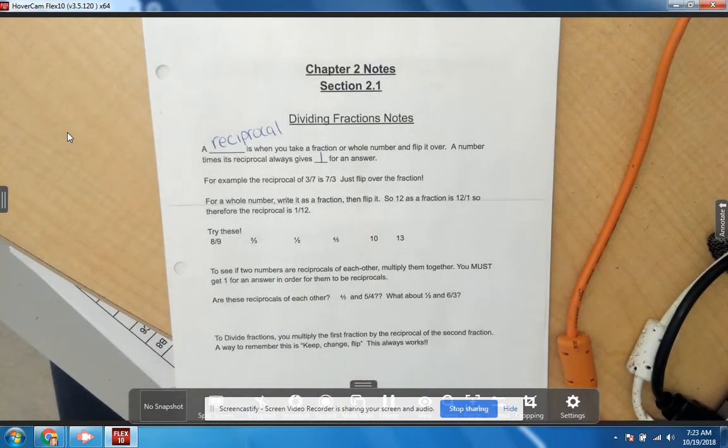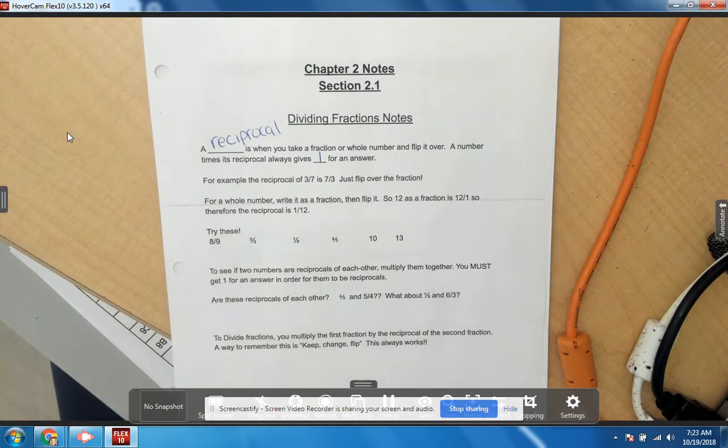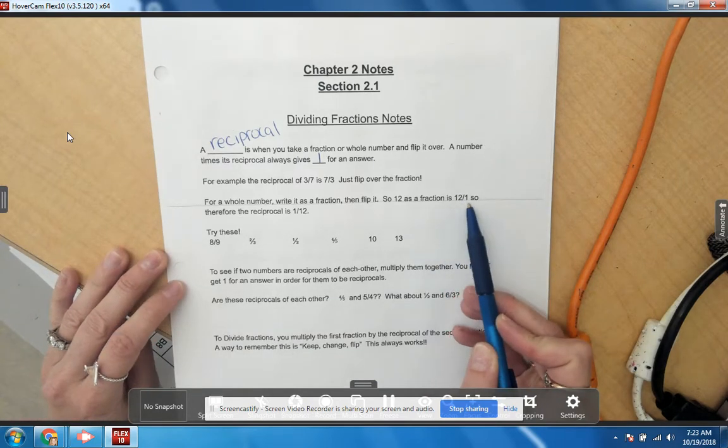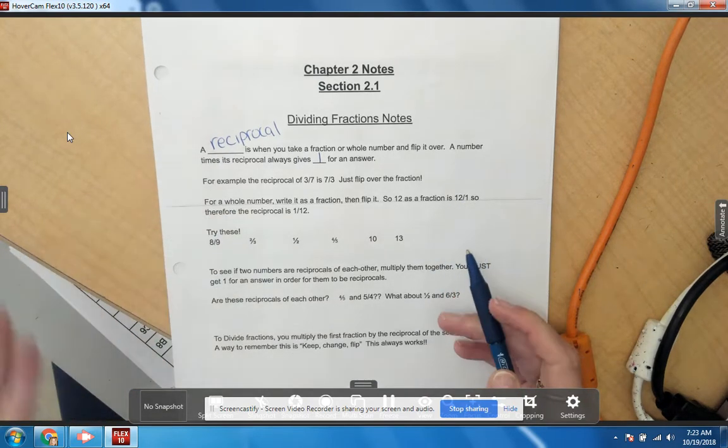So for example, the reciprocal of 3/7 is 7/3. You just flip over the fraction. That's it. For a whole number, you write it as a fraction. So if you remember this from the other day, to make any whole number a fraction, you write it over 1, and then you flip it over. So 12 as a fraction is 12 over 1. The reciprocal is 1 over 12.